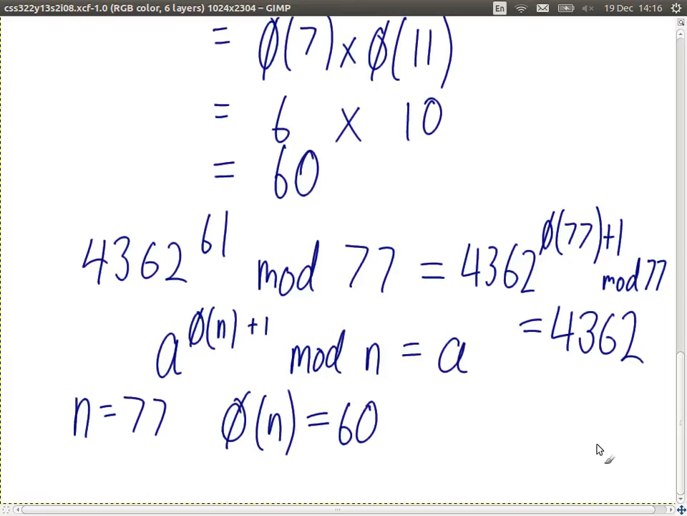So we can only use this theorem if we have a statement or a question that matches the correct form, or if we can rearrange it to suit that form. In fact, when we return to cryptography we'll see that some of our encryption algorithms take advantage of this fact. The point is that 4362 to the power of 61 is a large number, and then mod 77 takes some time to solve. But we've solved it immediately. Since it's in the form of this theorem, we've immediately got the answer of 4362.